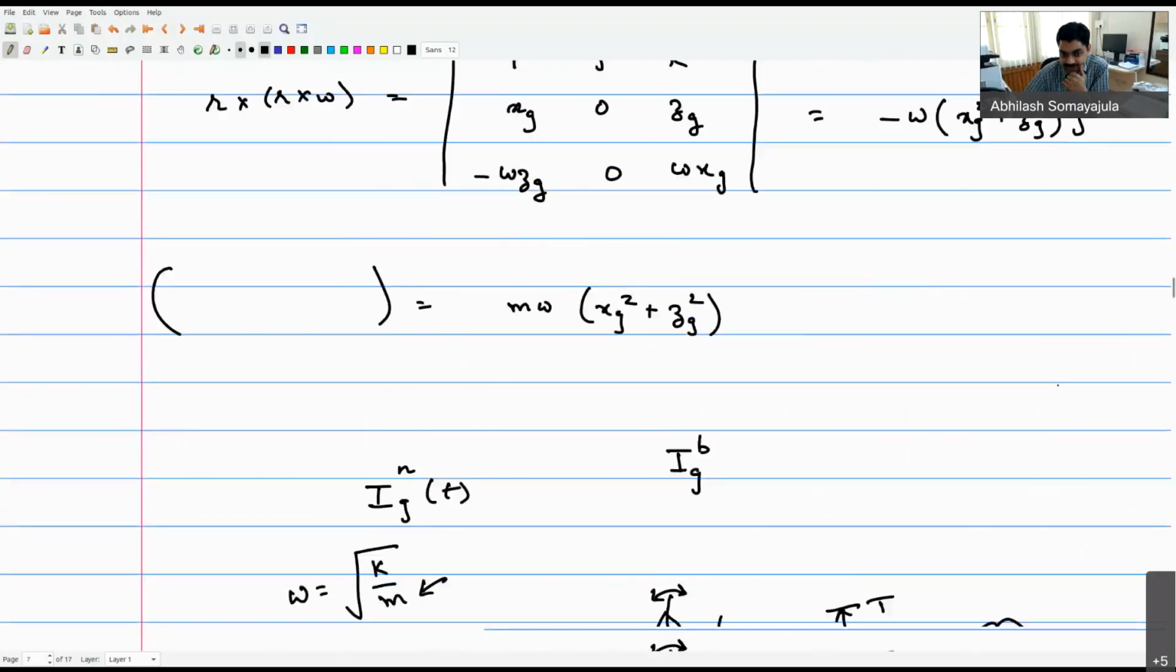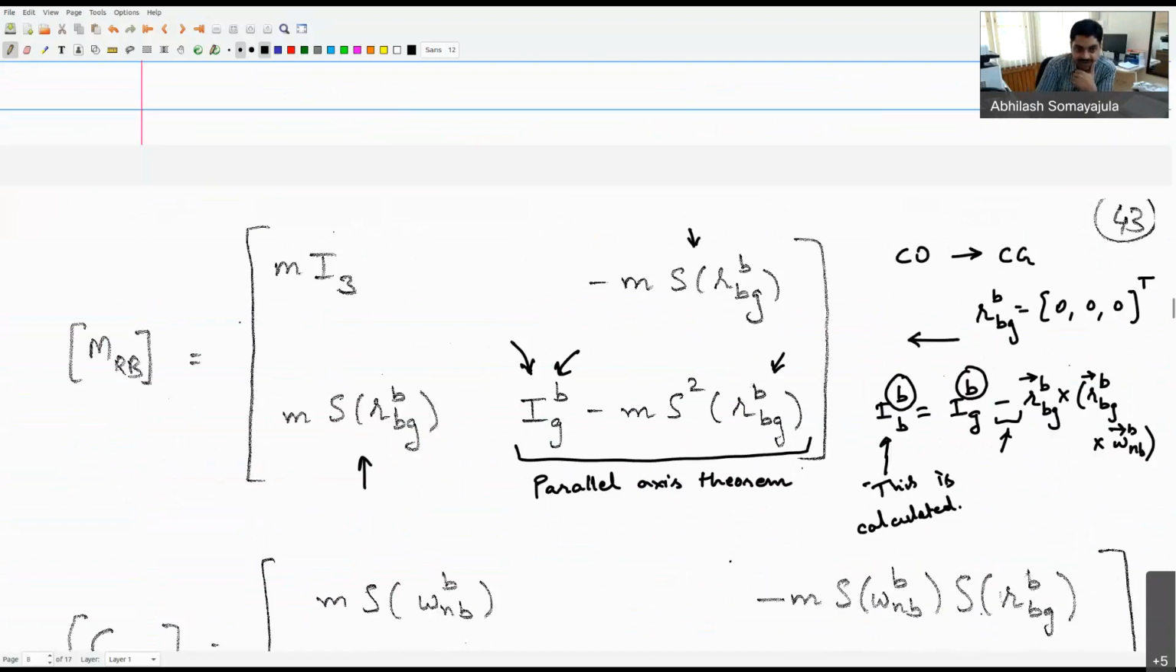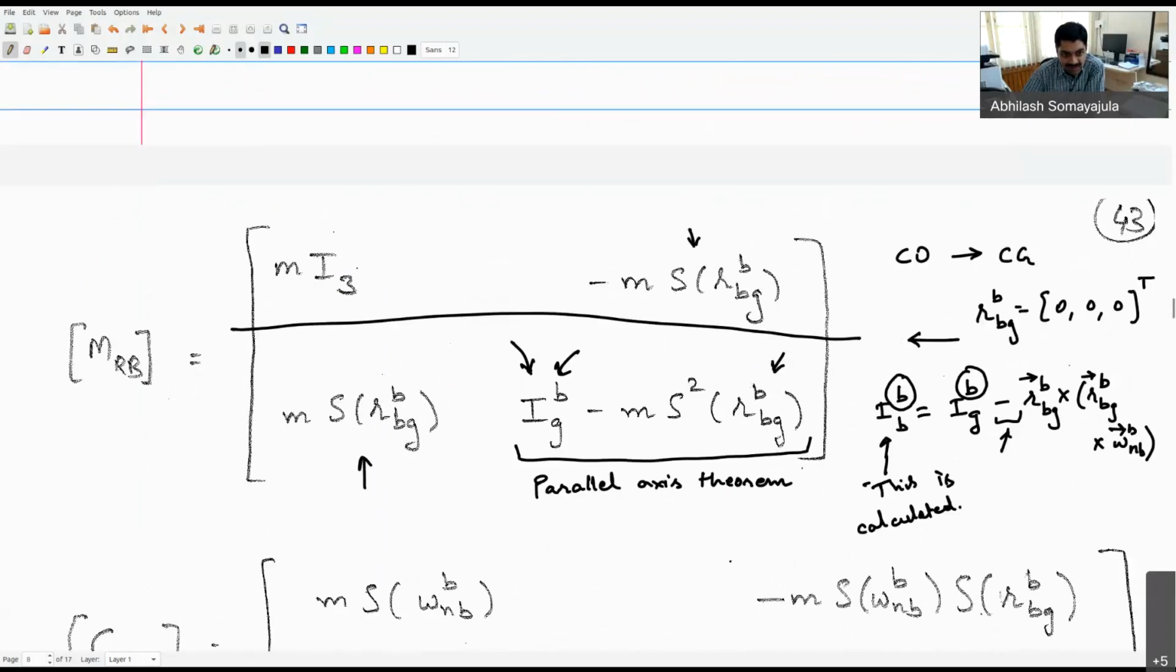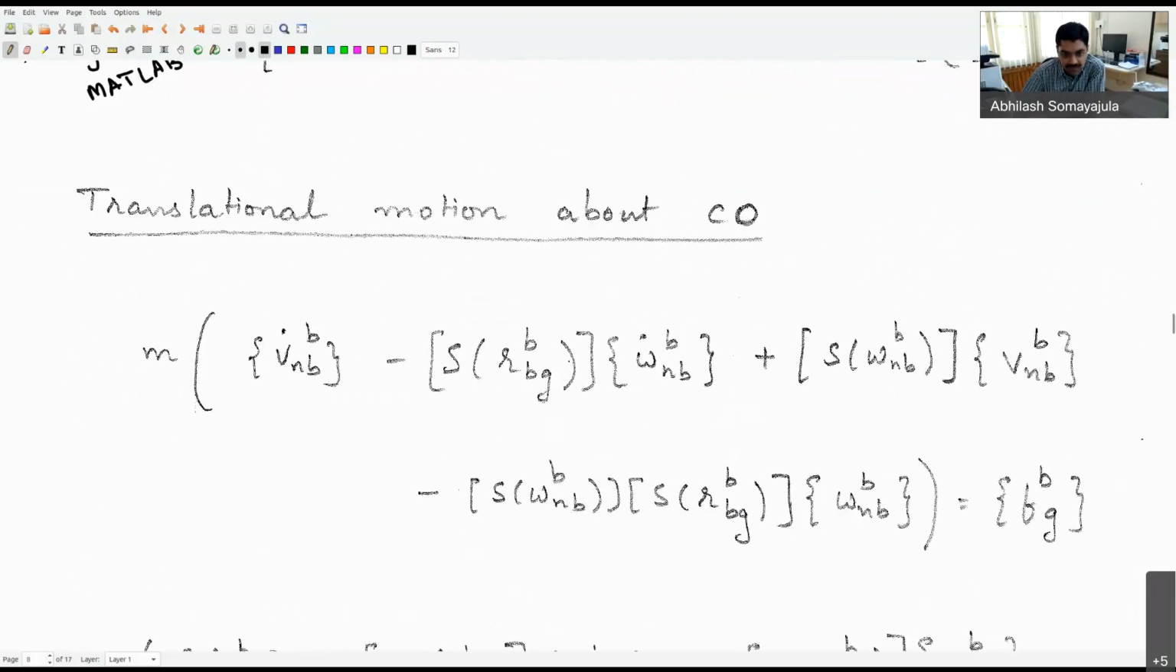Yes, sir. So for example, if I'm looking at the MRB, I'm more interested in the top part. That would tell me what is happening with the translational modes. So I have m times the velocity vector derivative. That is what you see here, m times the derivative. Notice here that this is an identity matrix, so it's not really making much difference. Minus m times S of rbg times omega dot. Is that making sense? Are the first two terms making sense?